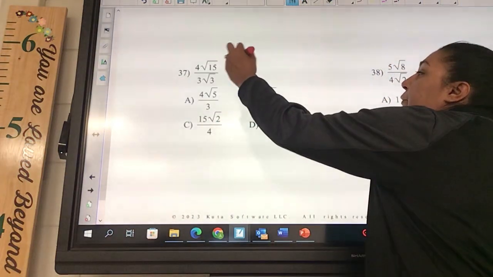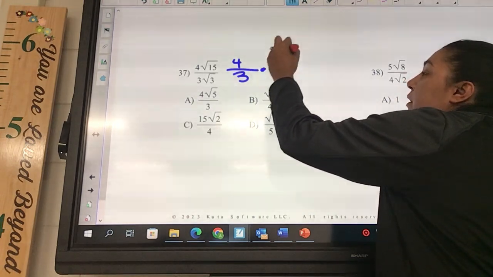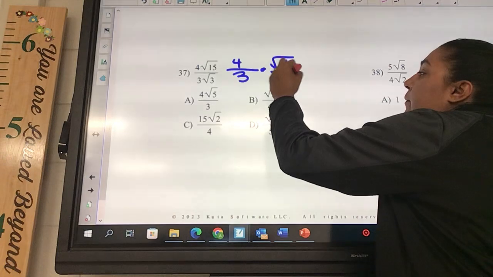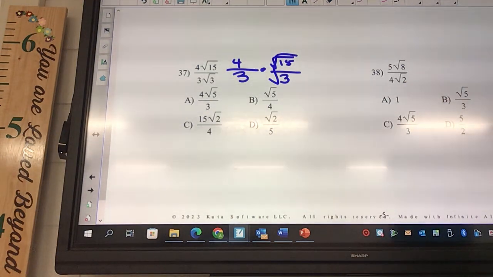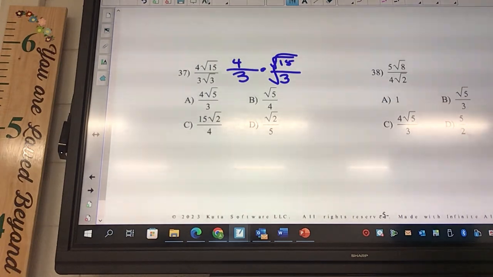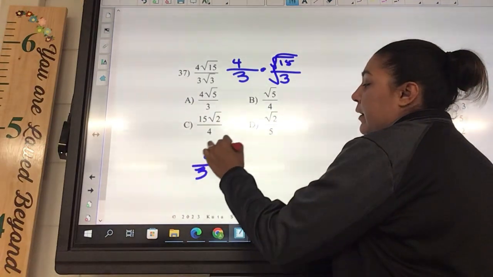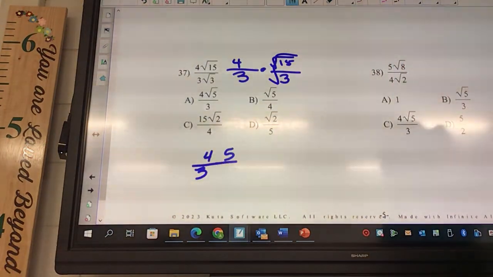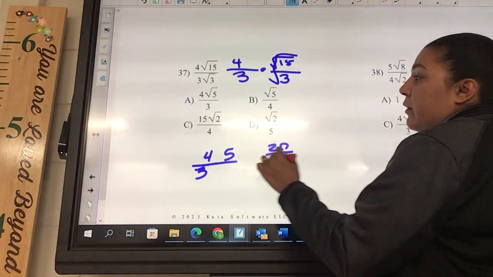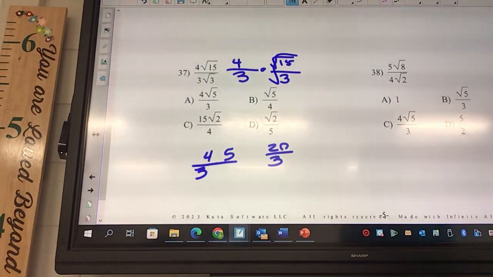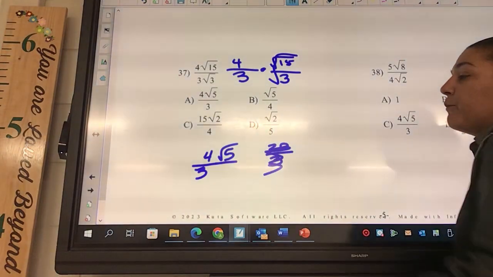Okay, 37, I got 4/3. And it's really times this one, which is 15/3. What is 15/3? It is 5. So this is really going to look like 4 square root of 3, 5. The 5 goes on top, not the bottom. So 4 times 5 is going to be 20 square root of 3. Oh, it's square root of 5. Sorry. Which is A.